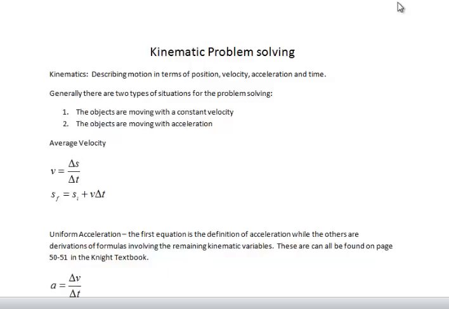This is Mr. Champlin. We are going to learn about kinematic problem solving, and we are going to study different types of problems similar to the last year but a little higher level. So let's get started.